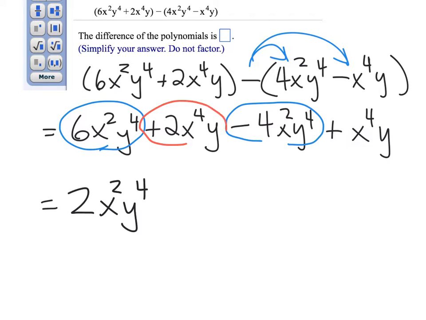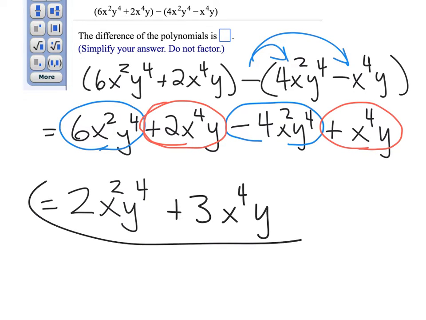Does this guy have any like terms? Yes, he does. It's right here. So remember, this is a plus 2, this is a plus 1, so that gives us plus 3x to the fourth y, and that is our answer.